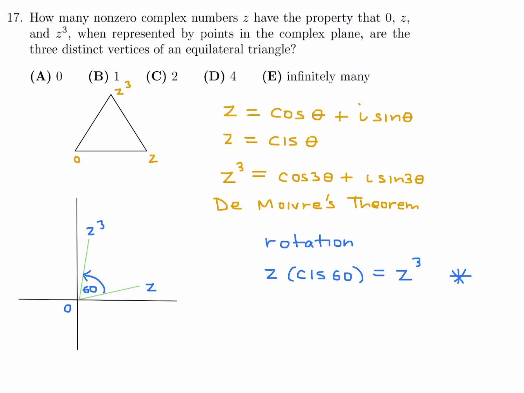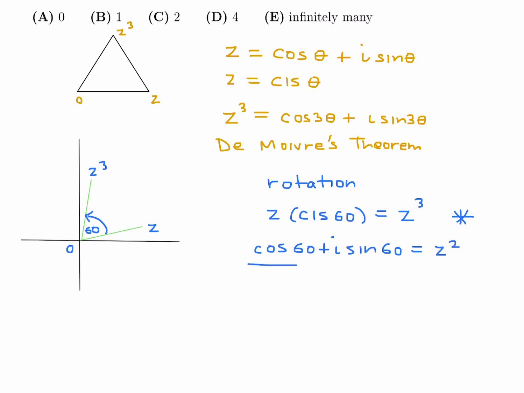So what is cis of 60? Well, it's this stuff right here. It's the cos of 60 plus i sine of 60. And that's going to be z to the power of 2, right? Because z cubed divided by z, if you put the z's on one side. So where do we go from here? Well, there's a very helpful rule, I write it up here, that if you have z to the power of n and it's equal to r cis theta, then z would be the nth root of r times cis of theta over n.